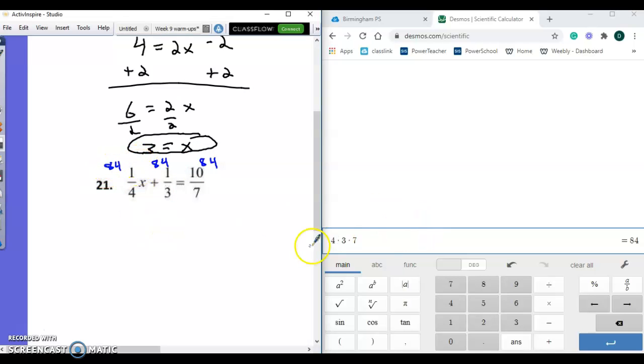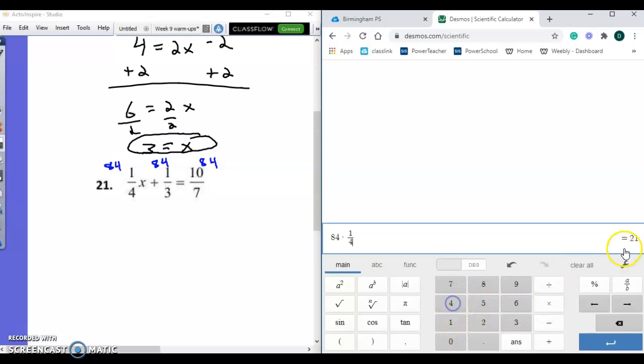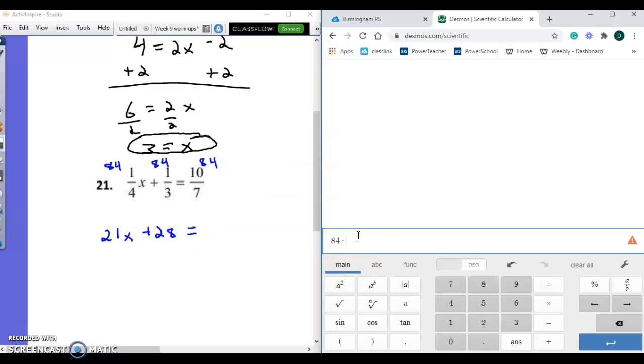So 84 times 1 divided by 4. Here we go. That gives us 21. 21x. 84 times 1 divided by 3. Just going through the motions. That's 28. Plus 28 equals 84 times 10 divided by 7. That gives us 120.